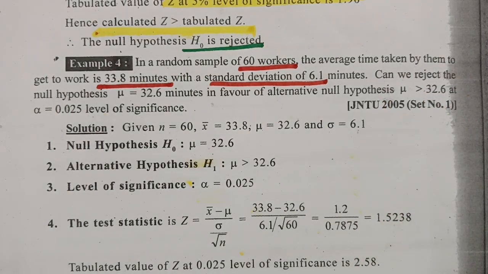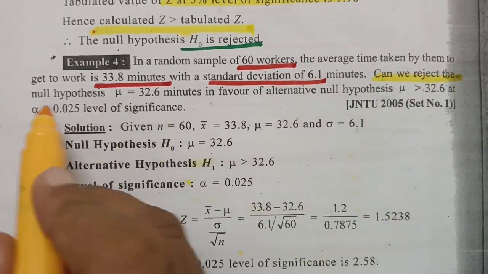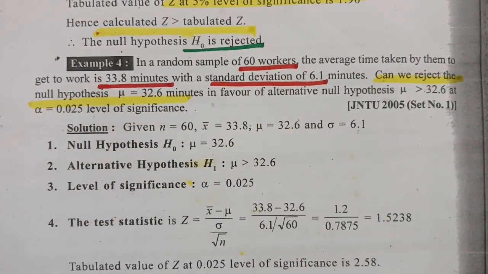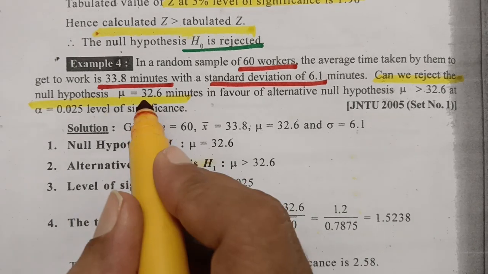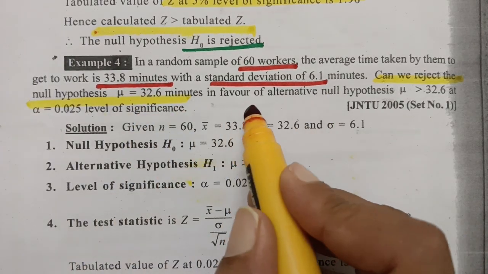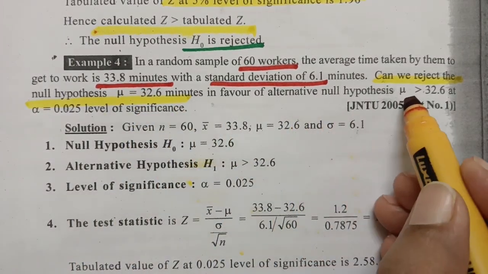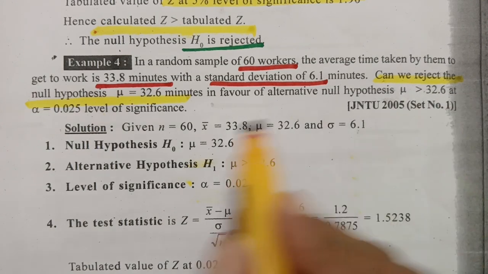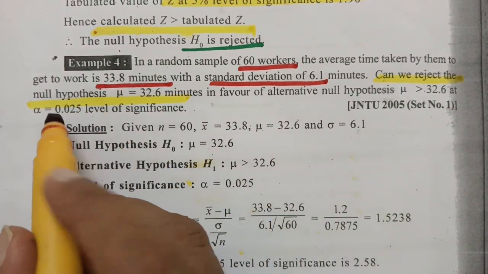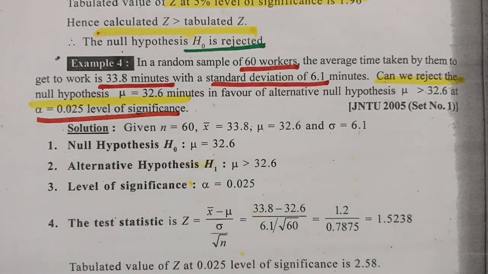Can you reject the null hypothesis? It is asked, can you reject the null hypothesis mu is equal to 32.6, in favor of an alternate hypothesis, that is mu greater than 32.6, at 0.025 level of significance. So what is given and what is to be found?